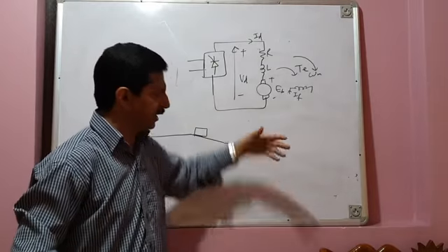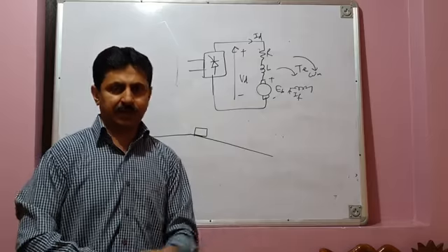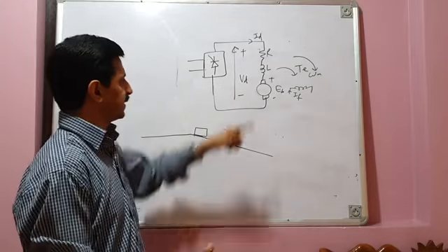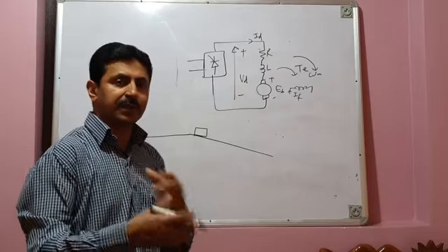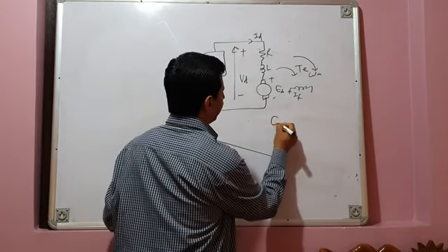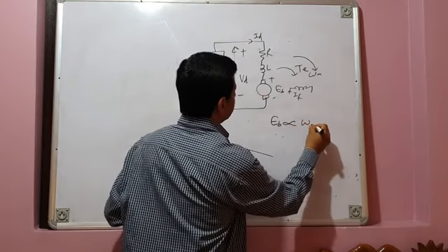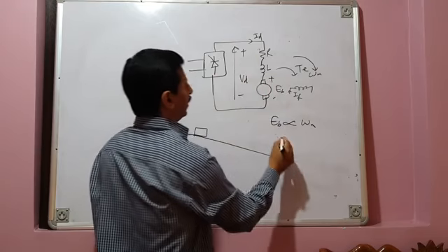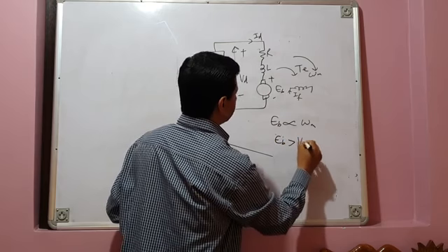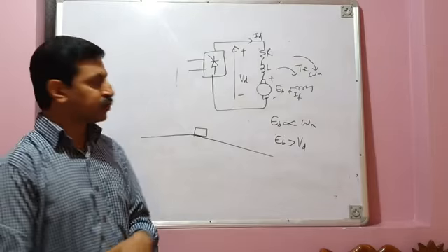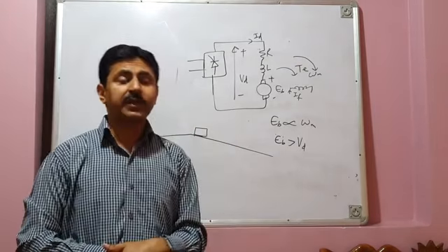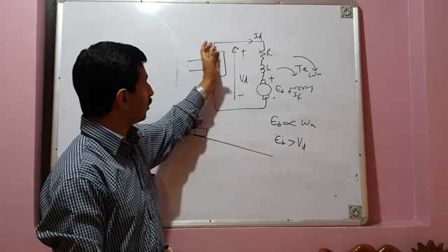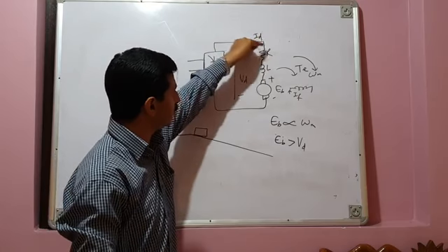When it moves down the gradient, because of gravity, the speed of the vehicle will increase. When the speed increases, omega m increases, and you know the back EMF of the motor is directly proportional to speed. So the back EMF will increase and become more than the converter average output voltage. That means your motor is now generating electrical power. Previously it was taking power from the source. VD was greater than EB and current was flowing in this direction.